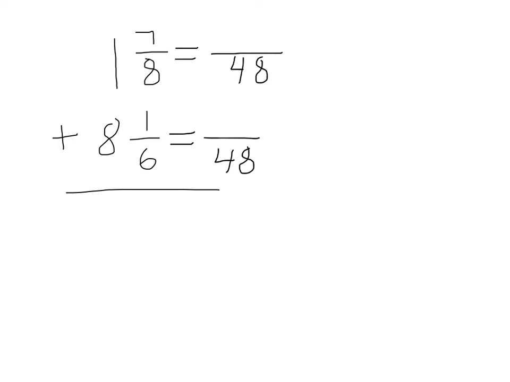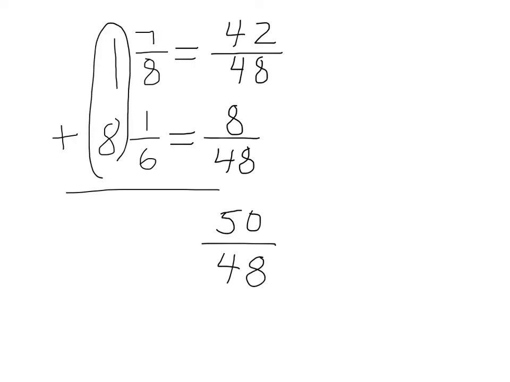So 8 times 6, so this becomes an 8. 6 times 7 equals 42. 42 plus 8 equals 50. 50 over 48, and I cannot forget about those whole numbers. 8 plus 1 equals 9.